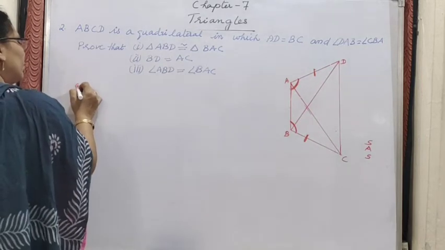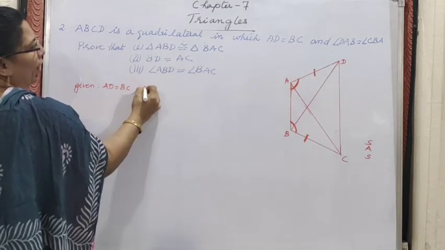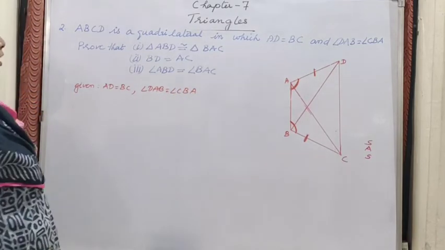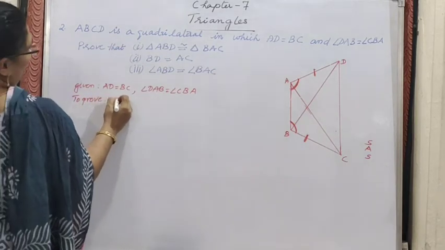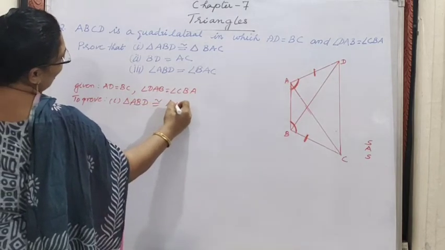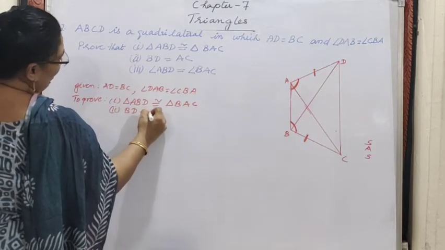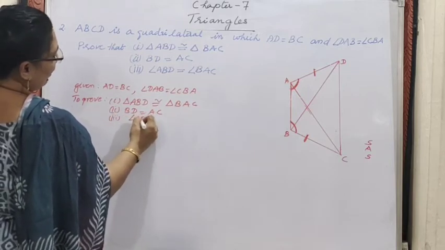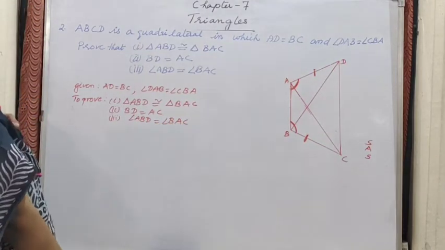So first I'll write what is given. AD equal to BC, angle DAB equal to angle CBA. Okay. Next, the three statements to prove are to be written. To prove: first, triangle ABD congruent to triangle BAC. Second, BD equal to AC. Third, angle ABD equal to angle BAC. Right? So all three statements we have written.